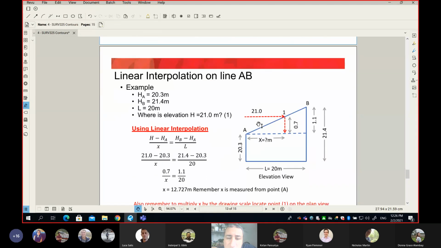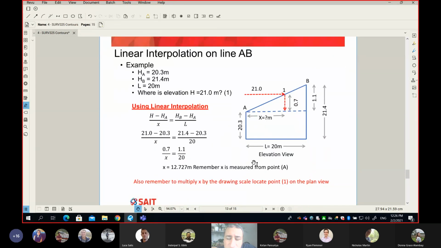Let's start. So here is the side view, and I call it the elevation view between line AB. What is given? Look at this. The elevation of point A is 20.3, the elevation of point B is 21.4, and the distance in between is 20 meters. What is the question? The question is, where is the point of elevation 21?